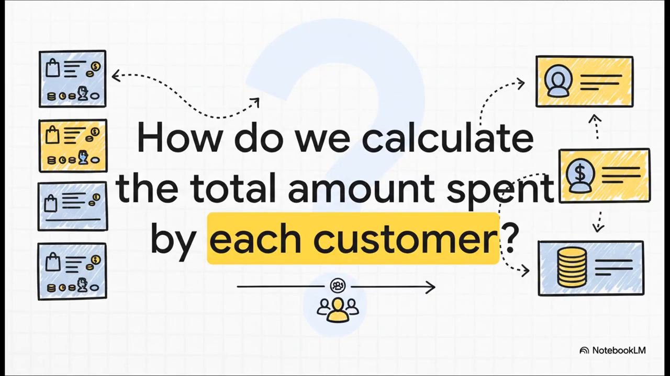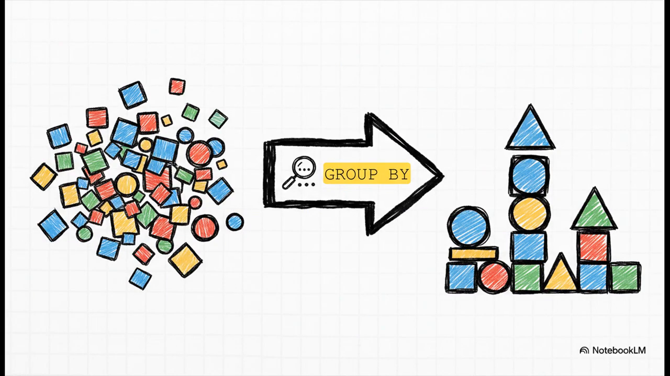And that's our mission. We need to go from this long, messy list of individual orders to a really simple summary, one that shows us the total amount spent by each unique customer. So how do we tell the database to do all that heavy lifting for us? Well, the answer is the group by clause. This is the tool that lets us transform all those individual rows into clean, meaningful summaries. It's how we can finally start asking the real questions about our data.